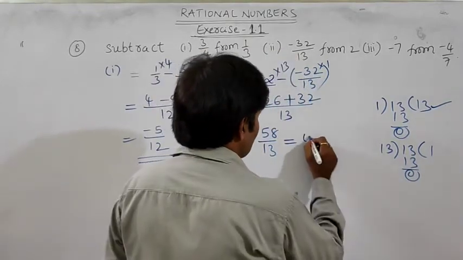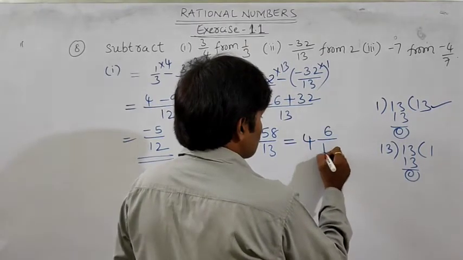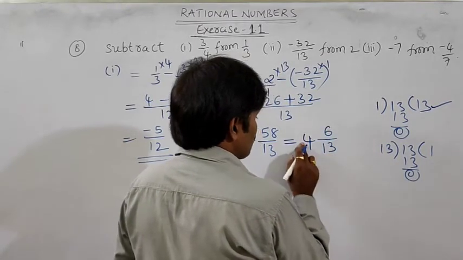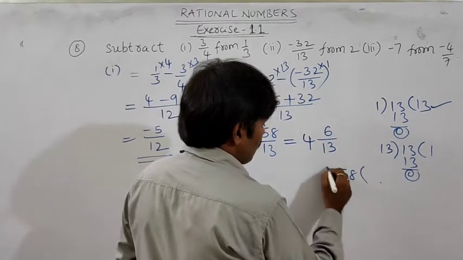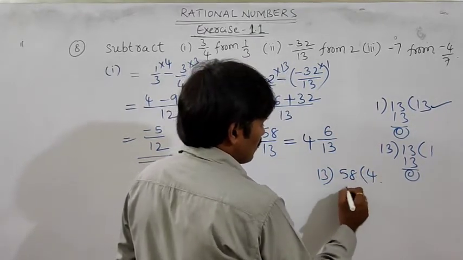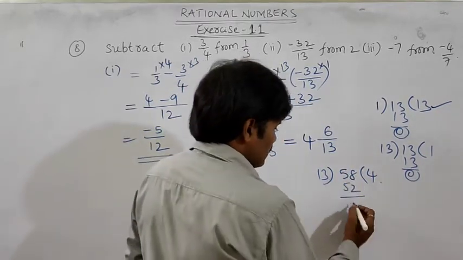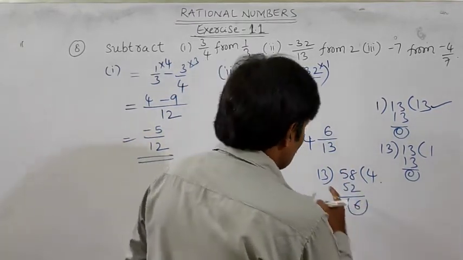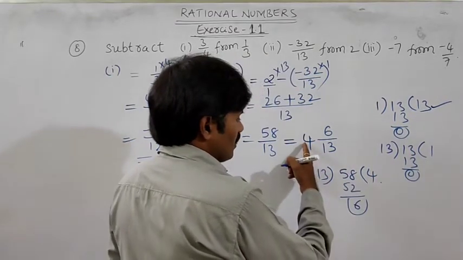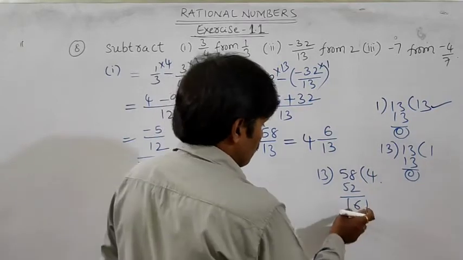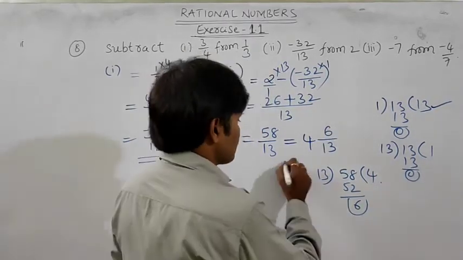See, 13 4s are 52. The remainder is 6. So 13 4s are 52 plus 6 is 58. If I divide 58 by 13, 13 4s are 52. Clear? So the difference is 6. The denominator 13 stays as it is. The quotient becomes the whole number and the remainder becomes the numerator. So this is the answer.